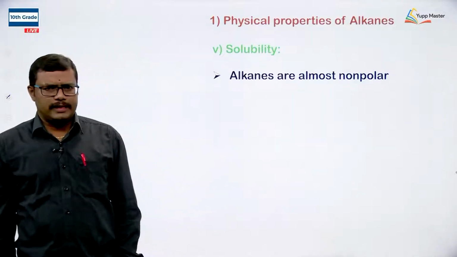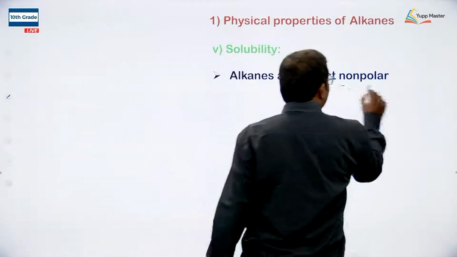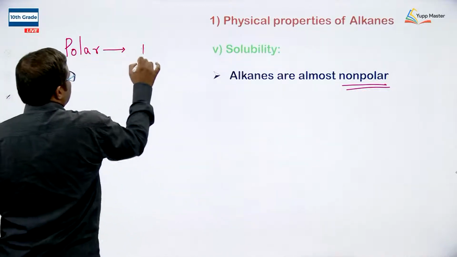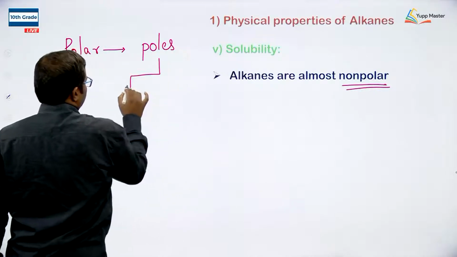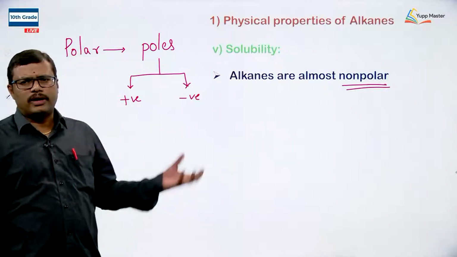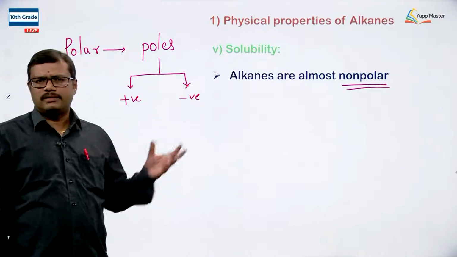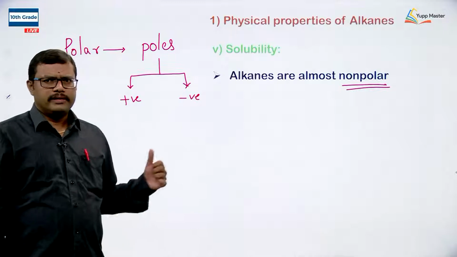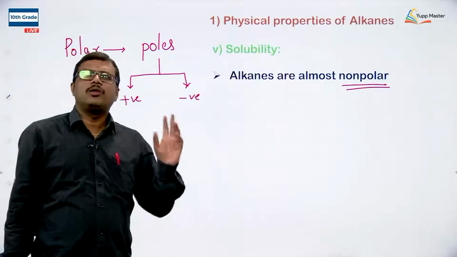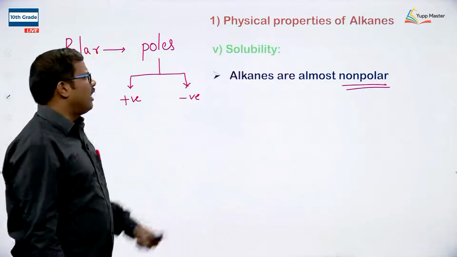And when we look at the solubility, alkanes are almost non-polar. Why are they non-polar? What do you mean by polar? Whenever we say polar, it indicates that it contains poles. Poles here mean positive as well as negative charges. If positive and negative charges are present, then we can take it as polar. So, alkanes are non-polar. Non-polar means they do not have positive and negative charges. No positive and negative charges are present in the case of alkanes.